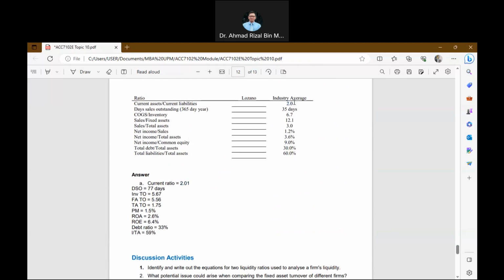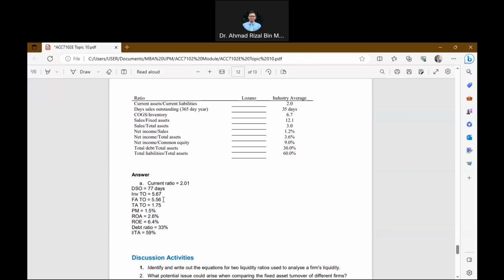And if you look at the average collection period, there is a difference because the industry average is only 35 days, but the company takes about 77 days to collect its receivables. And this is a bad sign. So the company needs to improve on this, and one of the ways is to look back at the credit policy. It may have a very flexible credit policy, granting a longer credit period to the customer. The rest are about the same, right?